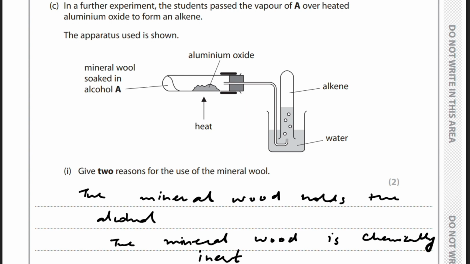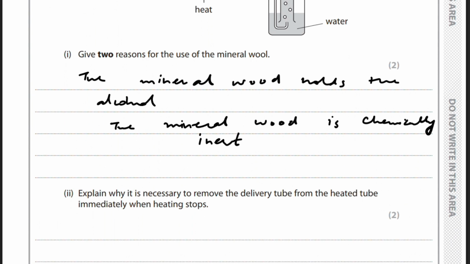The alcohol vapors would not pass over the catalyst slowly enough to react, and the mineral wool is chemically inert, so it does not react with alcohol. These are the reasons. If the alcohol is soaked in the mineral wool, it slowly passes over the catalyst.